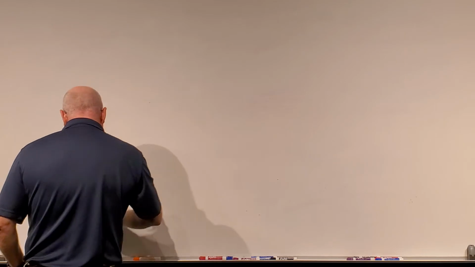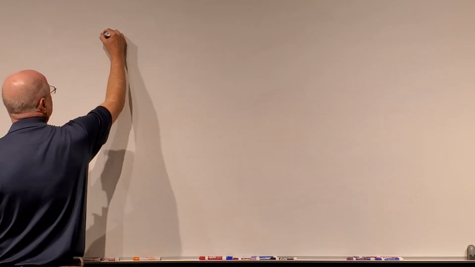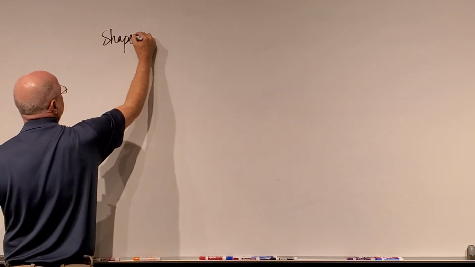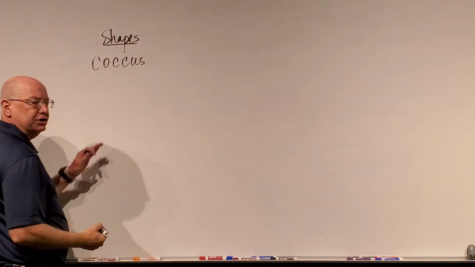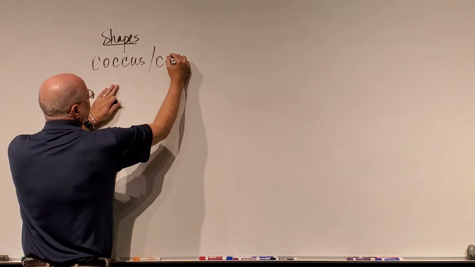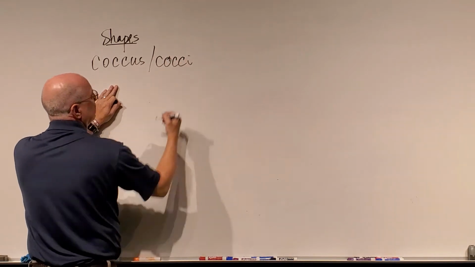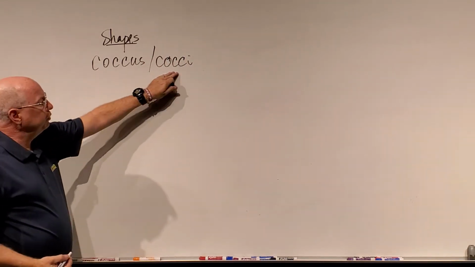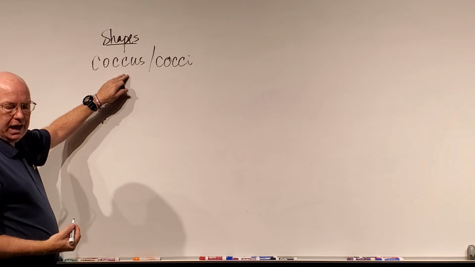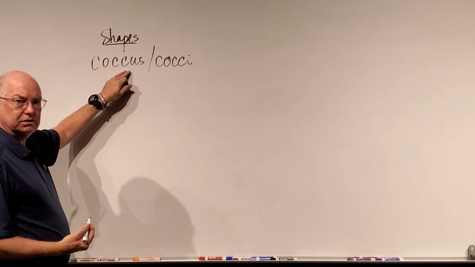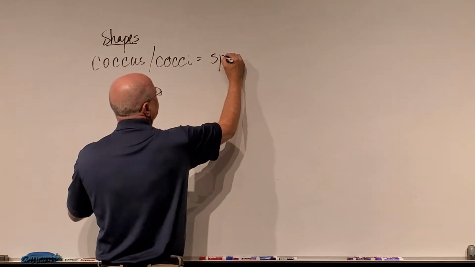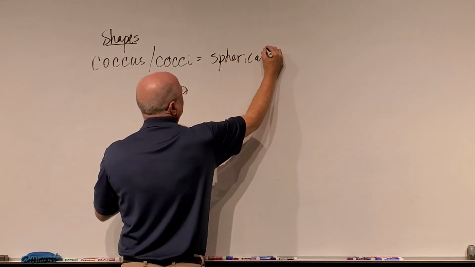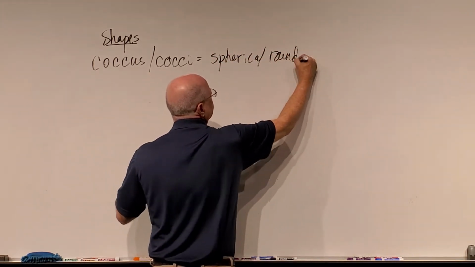So when I talk about the shapes of bacteria, there's a number of shapes that bacteria can come in. One is called coccus. Coccus is singular, or we can say cocci, or some say cocci. This would be plural for the word coccus. In Latin, it's coccus or cocci. And these tend to be spherical or round in shape.